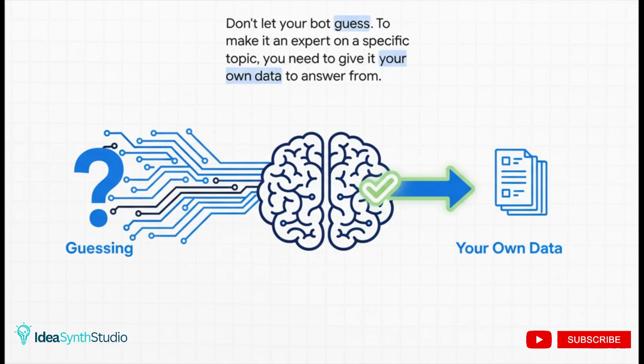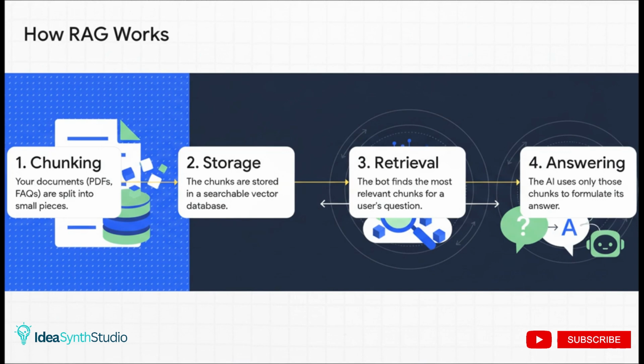So, what if you need your bot to be a real expert on something specific, like your company's product manuals or a very niche topic? You can't have it guessing. You need it to be accurate. Well, that's where something called RAG comes into play. RAG sounds super technical. It stands for Retrieval Augmented Generation, but the idea is actually simple.